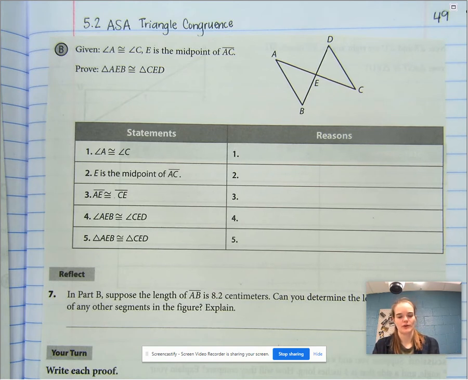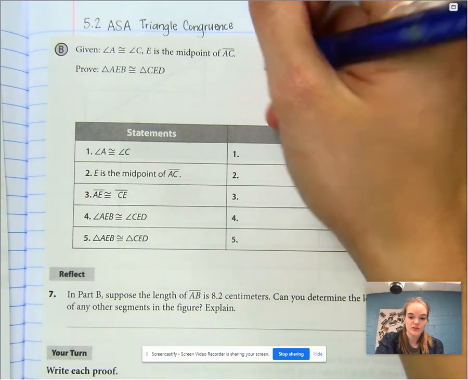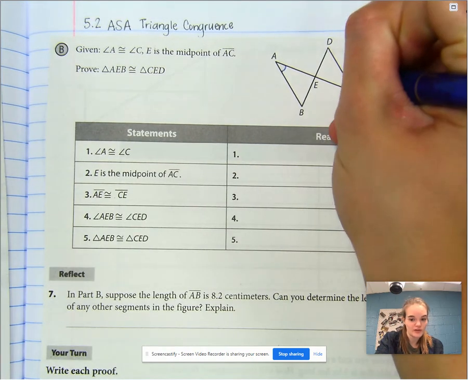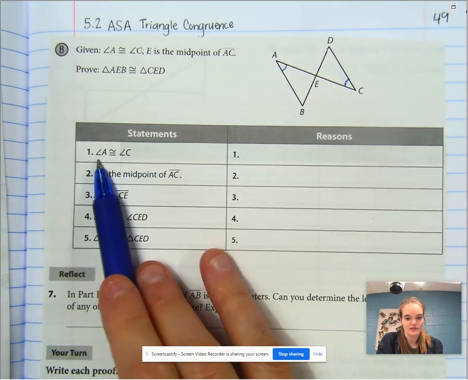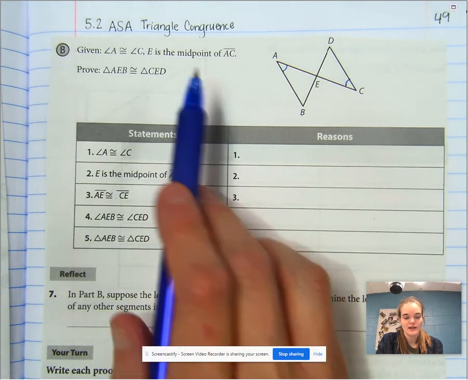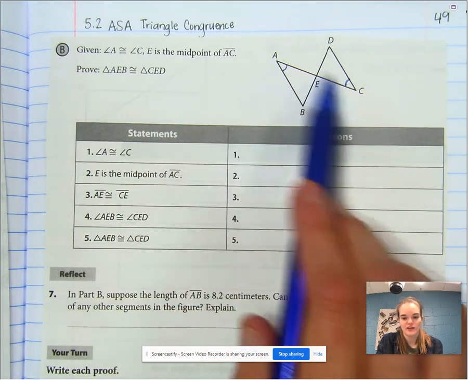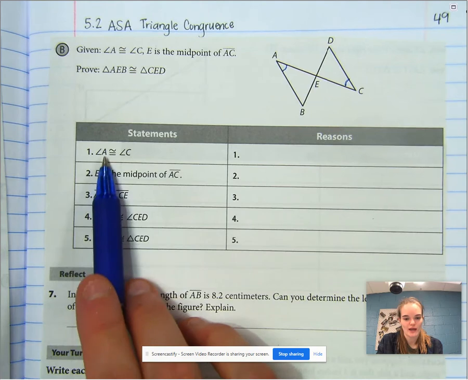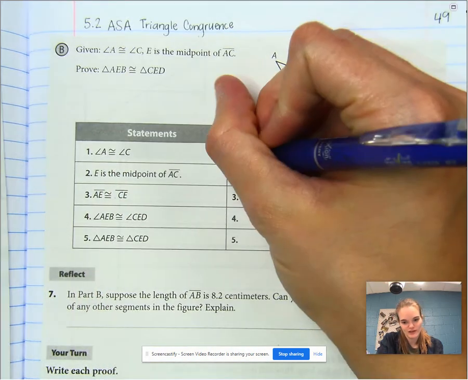So let's go and start with example B. Example B says given that A is congruent to C. I'm going to mark the givens. And the first thing you're always going to do is mark the givens and write them down. A is congruent to C. All right, and E is the midpoint of AC. That'll help us in a minute. So A is congruent to C. That is given to us.